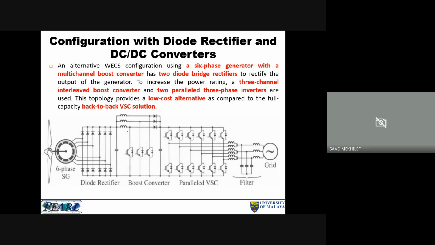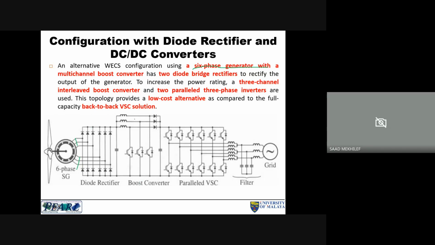Also, configurations with diode rectifiers and DC-DC converters. Okay, so this is another topology, where we can see we use what we call a six-phase generator. You can see here there are 6 phases, 3 here and 3-phase generators here, and that means we need 12 diodes for rectification.